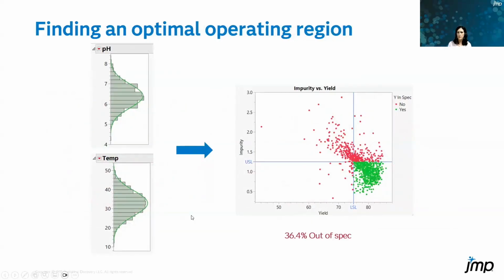Now, the simulated points we used to find the optimal operating region were varied randomly and uniformly. But we know that our pH and temperature processes actually follow a normal distribution. In fact, our pH and temperature processes were initially run with distributions like the histograms on the left, resulting in product that was out of spec 36.4% of the time, like you see in the scatter plot on the right.